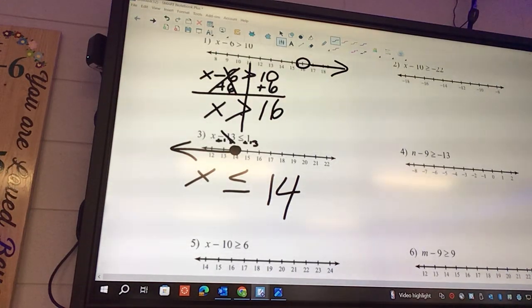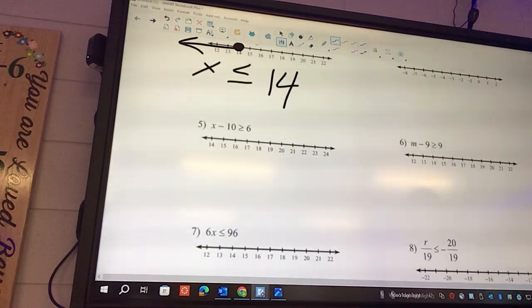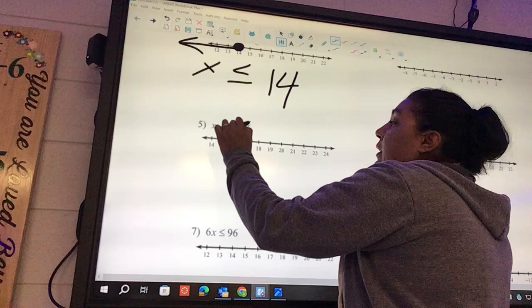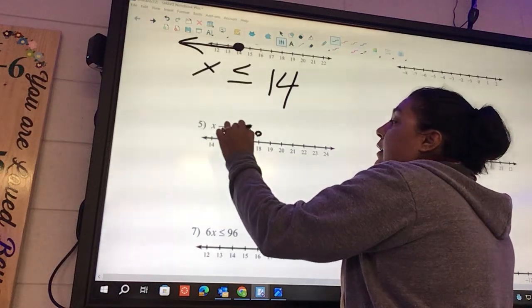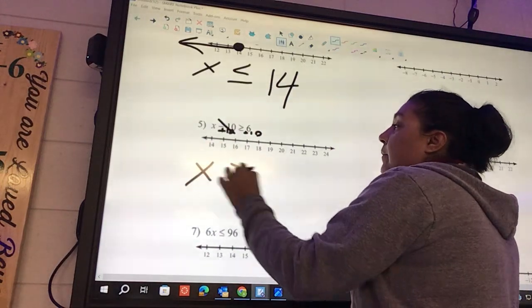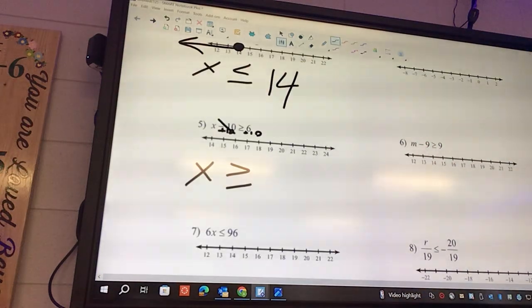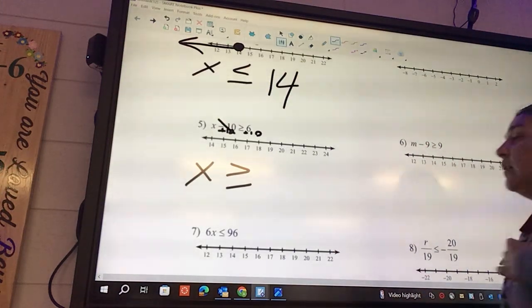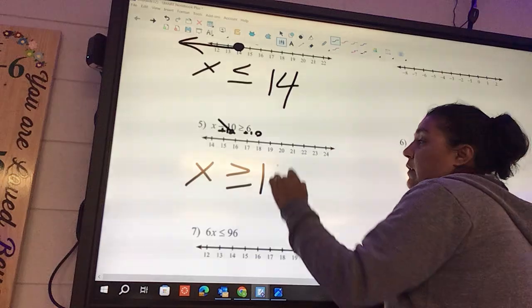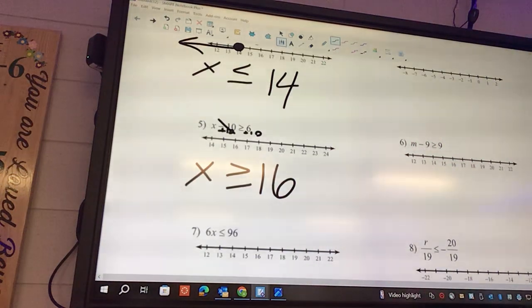Okay, look at number 5. What is on X's side that needs moved? How do I move a minus 10? Plus 10, plus 10. So 6 plus 10 is going to be 16. Is that open or closed? Closed dot on 16.